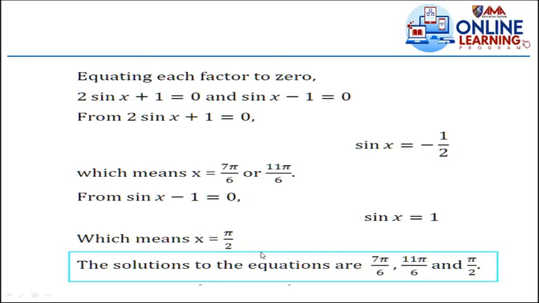Pi times 180 divided by pi radians. So pi we're going to cancel. 180 divided by 2, the answer is 90 degrees. So therefore, the solutions to this equation are 7 pi all over 6, 11 pi all over 6, and pi all over 2. So that's our answer. Okay?